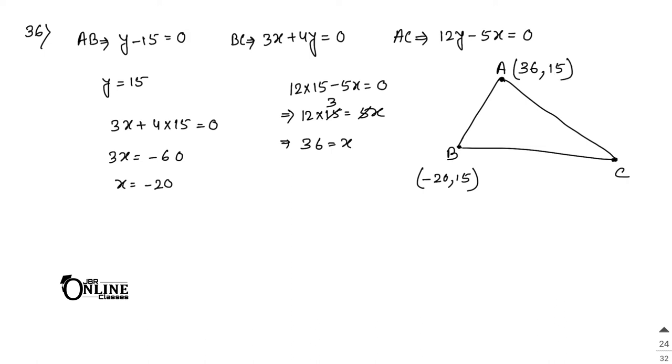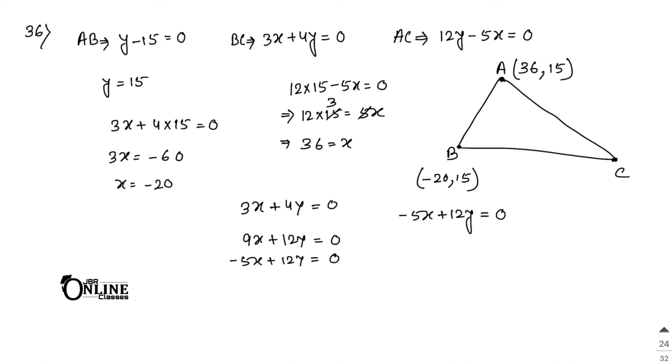Now the last one, point C. Point C is the intersection of BC and AC. BC is 3x plus 4y equals 0, and AC is minus 5x plus 12y equals 0. So if you multiply 3 with the first one, it will be 9x plus 12y equals 0. Here minus 5x plus 12y equals 0. Clear? So that means plus minus minus.